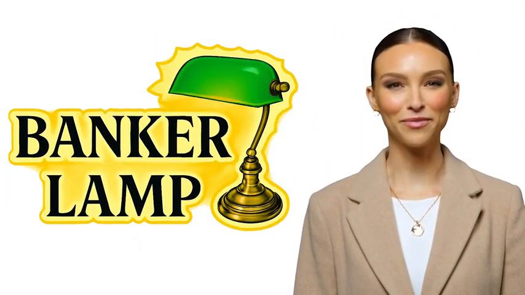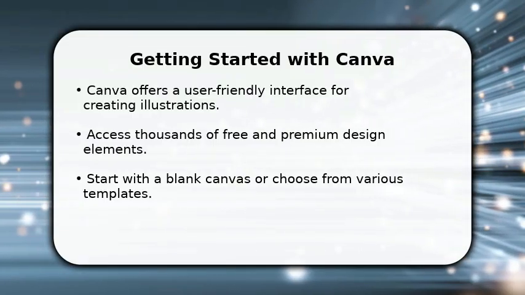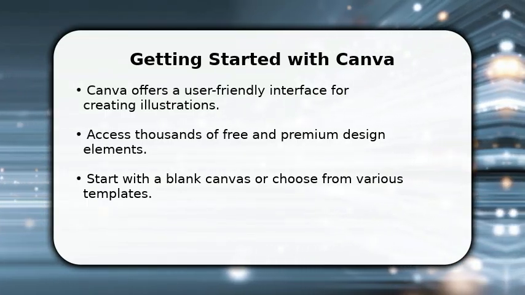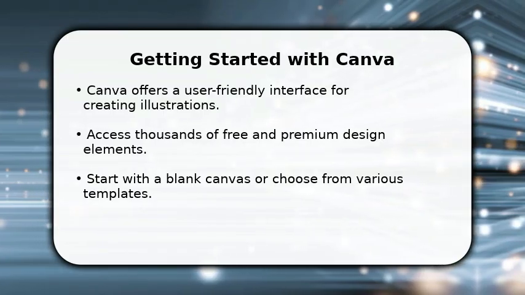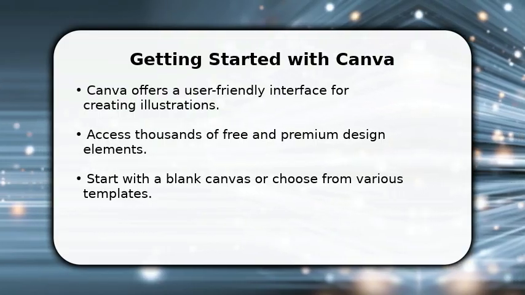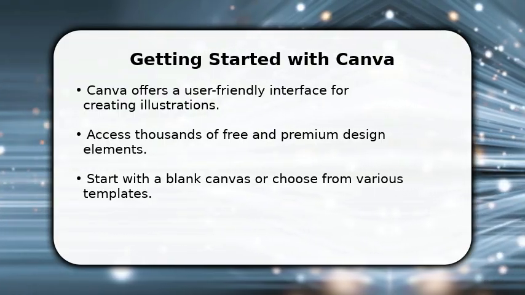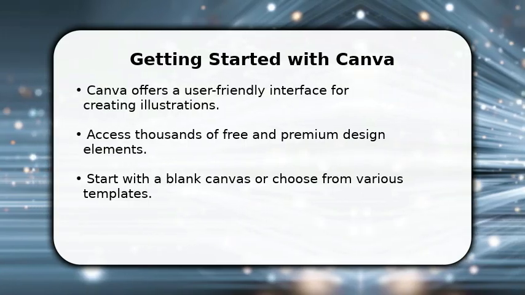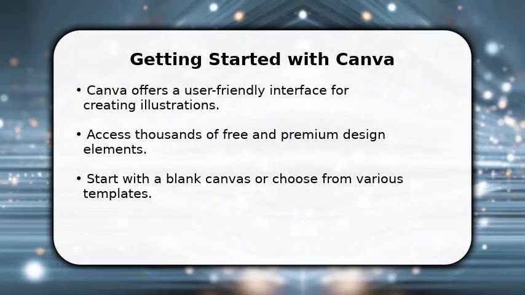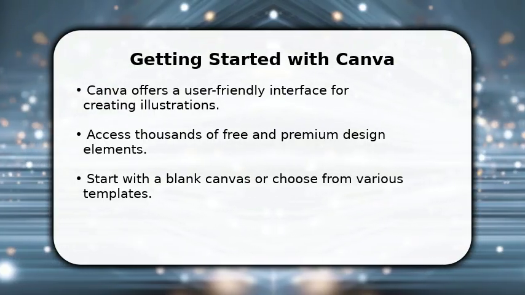Please enjoy the video. In this video, I will explain how to use Canva for illustration. First, open Canva and select Create a Design. You can choose a custom size, like 1080 by 1080 pixels for social media, or pick from many preset options. This sets up your workspace for your creative journey, making it easy to begin your illustration project.